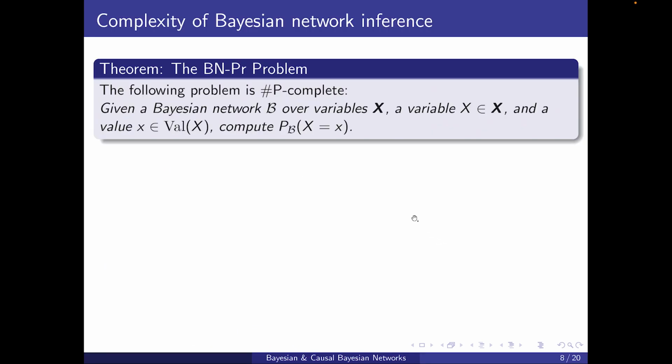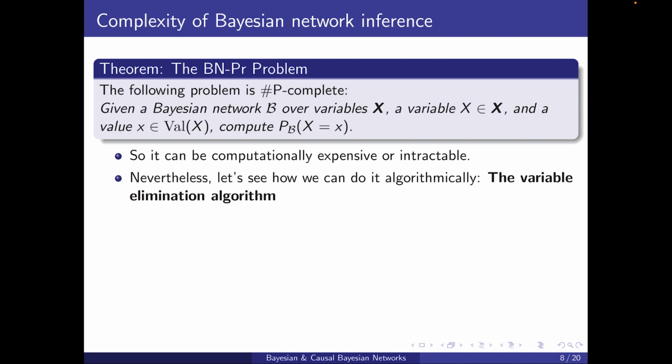In general, we have the so-called BNPR problem, that is, given a Bayesian network, how to compute the probability of a certain variable taking a certain value. And this problem appears to be sharp-P complete. So it can be computationally expensive or even intractable. So here's the bad news. But in any case, let's see how we can do things systematically. So let's just assume that the problem is tractable, meaning that we have small enough number of variables that we can actually perform this computation.